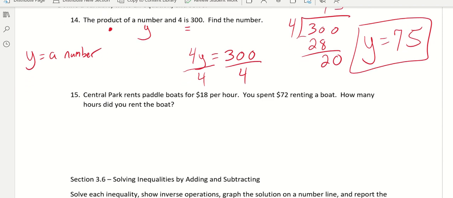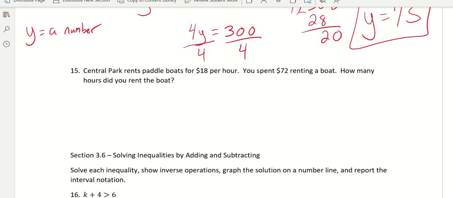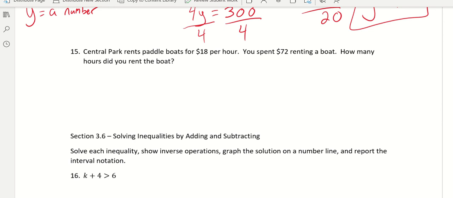Central Park rents paddle boats for $18 per hour. You spent $72 renting a boat. How many hours did you rent the boat? All right. Do not say x is a number here. It represents more than just a number. What does it represent? In other words, what are you being asked to find? What do we not know? What does the question say? Look for the question mark. How many hours did you rent the boat?